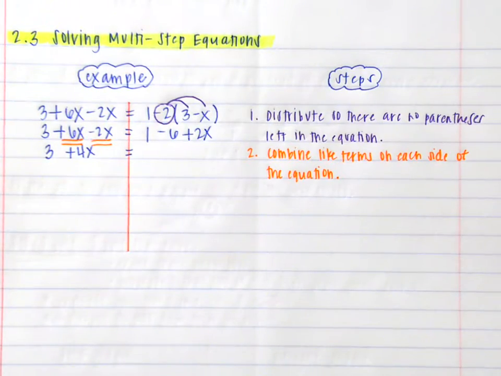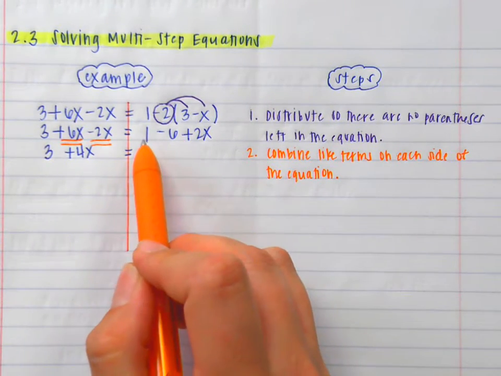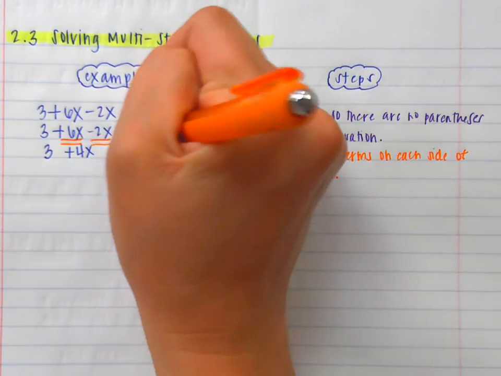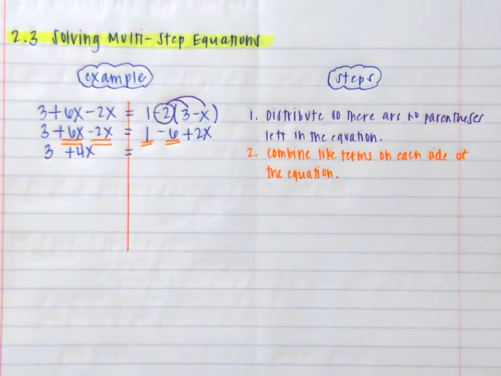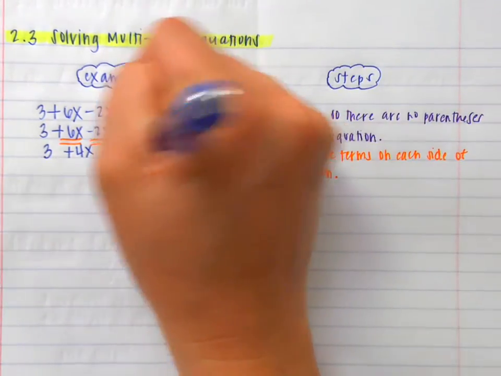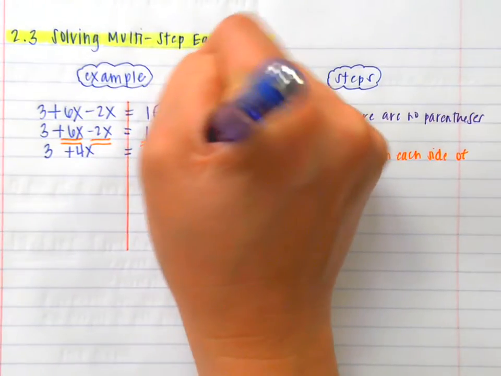Then I'm going to look at my right side. So what can I combine here? Well, I can combine the 1 minus 6. 1 minus 6 is -5, and then that 2x can't combine with anything.